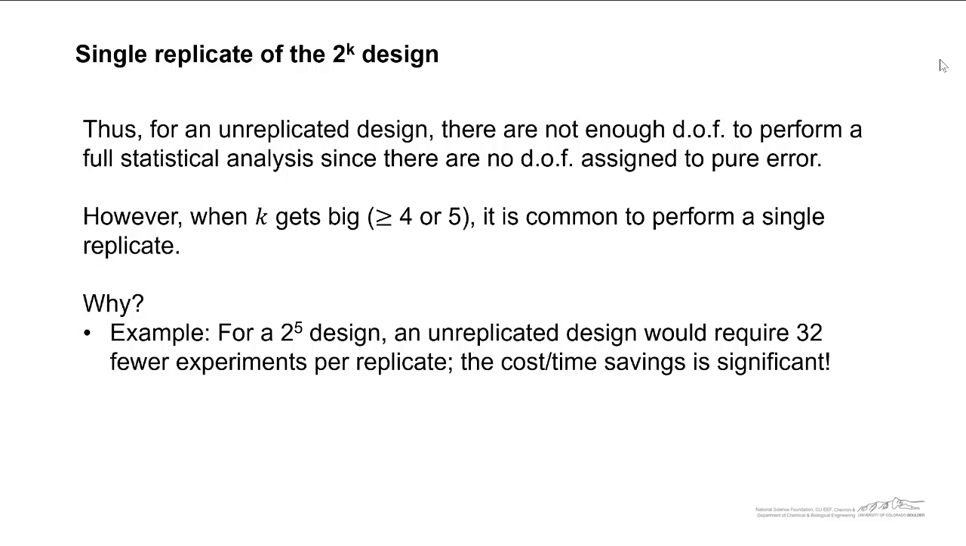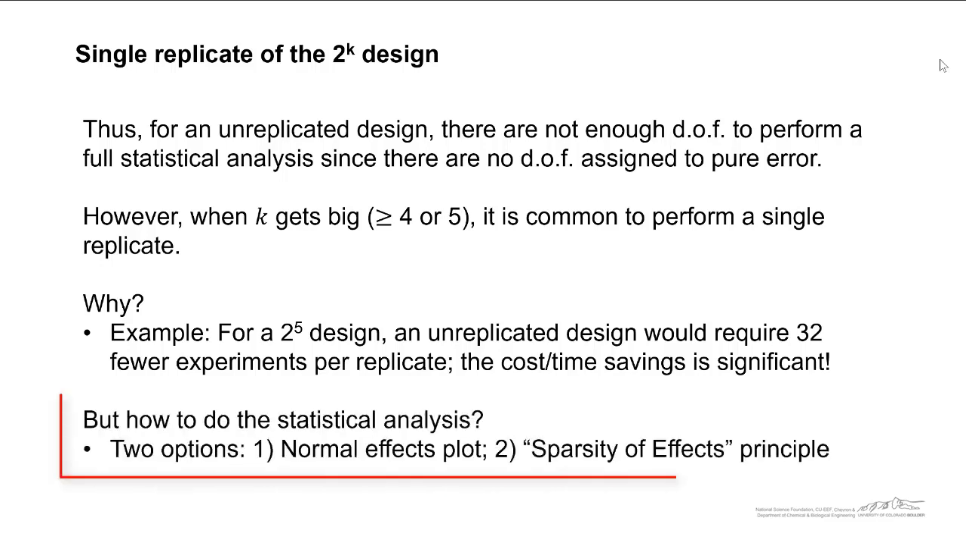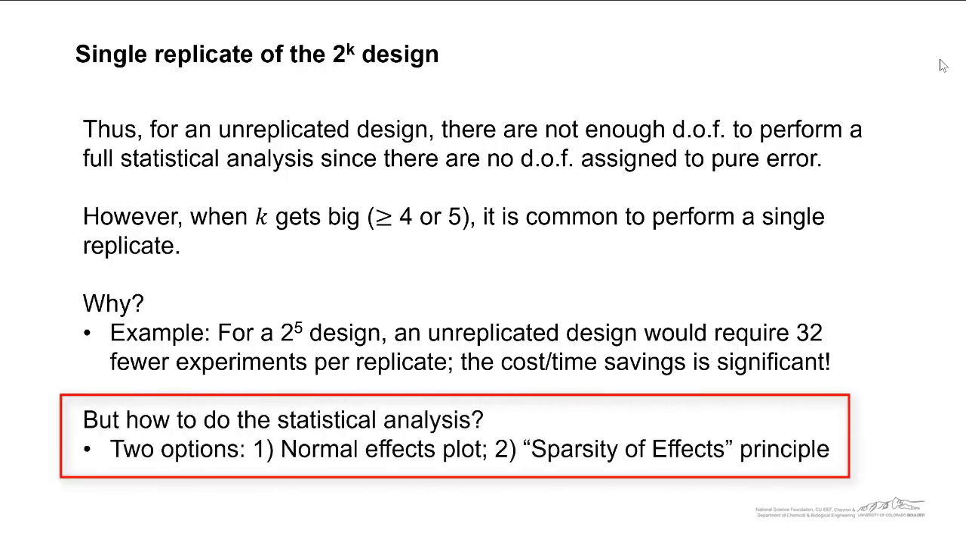But as we mentioned earlier, you cannot perform a full statistical analysis. So how do we do this statistical analysis in a single replicate of the 2 to the k design? Well, there's 2 options that I'll show you in this screencast. There's a normal effects plot, and there's a sparsity of effects principle, both of which we can use to statistically analyze the significance of the effects.